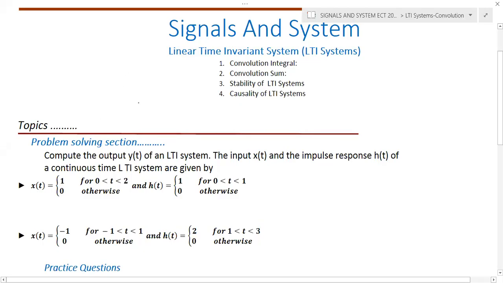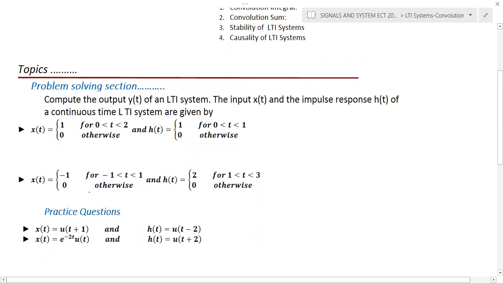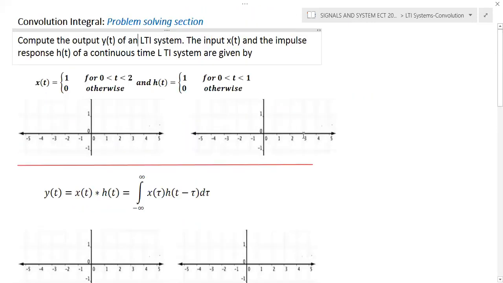In this lecture, we will discuss the convolution integral problem, and here we'll discuss two questions which use the graphical method, and then we'll give two practice questions, and the solution of the practice questions we will discuss in the next lecture. In this particular question, we need to find the output y of t of an LTI system.